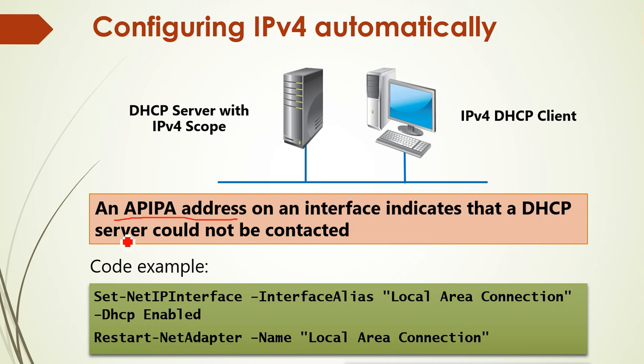In that case, we have to make sure the DHCP server is running, and then we just restart the interface. When we restart the interface, it will try to reconnect to the DHCP server and get the IP address from that DHCP server.